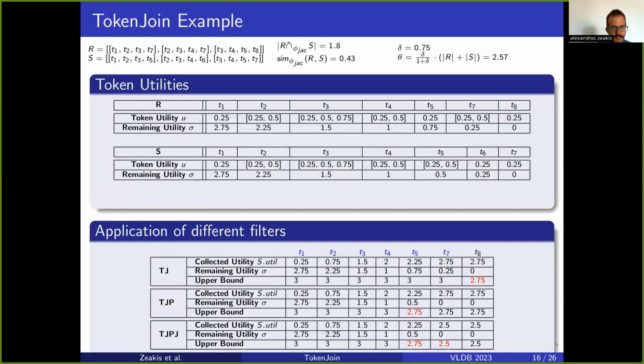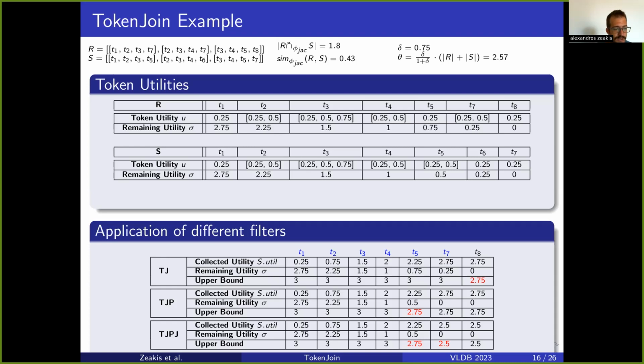Let us now present an example. Assume two sets R and S with 3 elements each. Their matching score is 1.8 and their normalized similarity is 0.43. Assuming a threshold of delta 0.75, let us check now how the different filters perform.